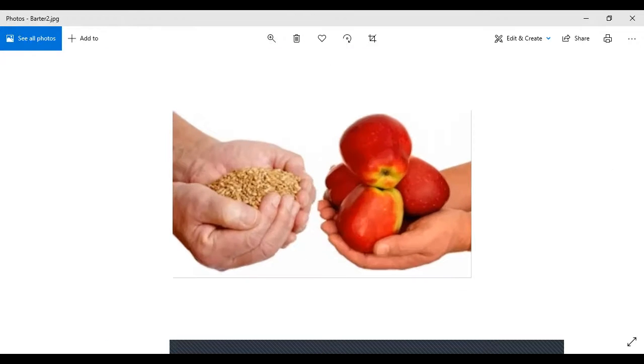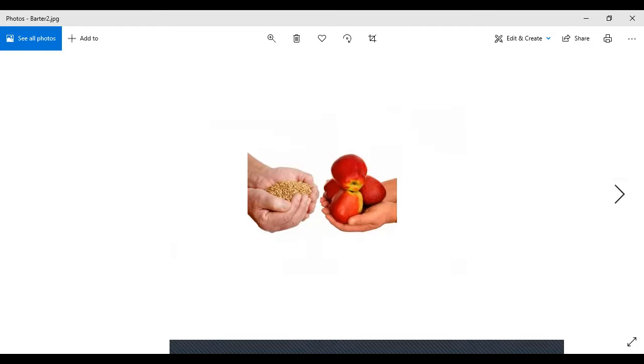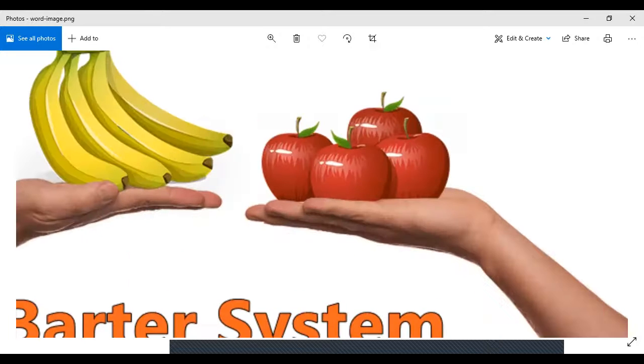See over here, a person is giving a handful of cereal and the other one is giving four apples as a result of it, right? Because it's only a handful of that, the price can be equal to the price of four apples, right? Okay, let's look at the next one. This is another example of barter system.